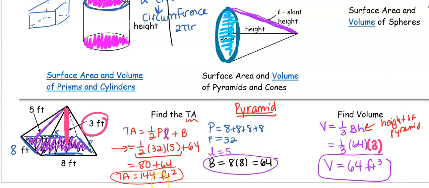Remember, area is 2-dimensional, volume is 3-dimensional. So area is feet squared, volume is feet cubed. All right, so that is our intro to our surface area and volume formulas for 3-dimensional objects.